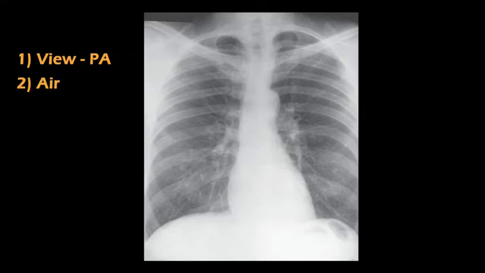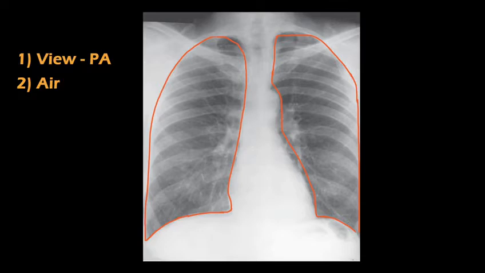Air in chest is found in 2 structures. The first are the lungs. These are the lung shadows, the right and the left lungs. While taking the x-ray, the patient is asked to take a deep inspiration and hold it so that lungs get filled with air and can be seen better. The lung fields must be clear, that is black.